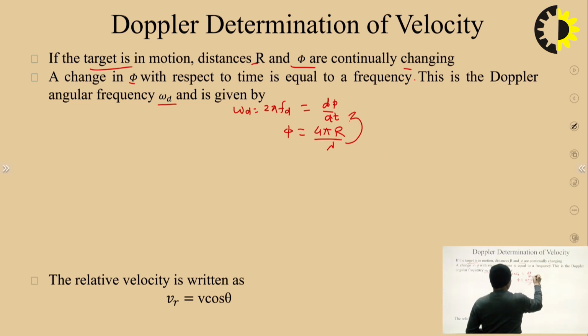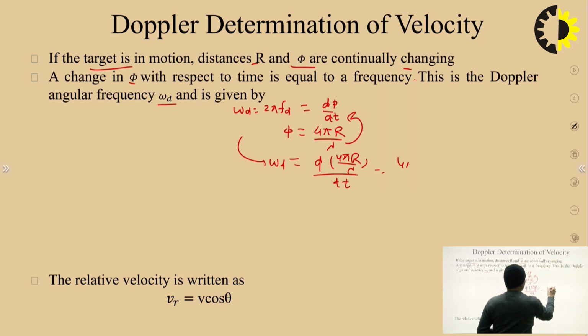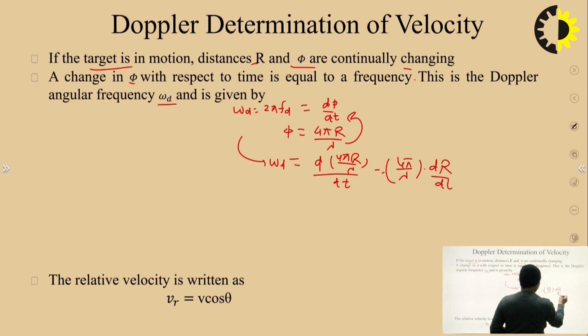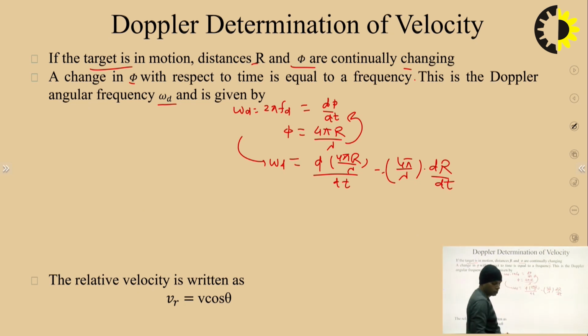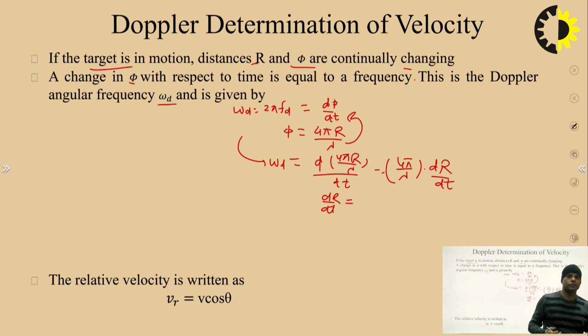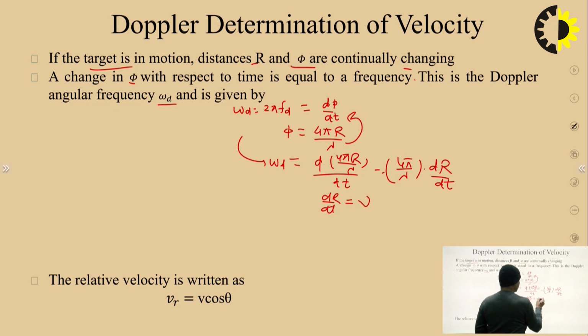So we can now put this value here. It will become omega d is equal to d(4 pi r by lambda) by dt, or we can also write it like this, 4 pi by lambda into dr by dt. When we put this, this dr by dt is nothing but the rate of change of distance with respect to time, that is nothing but the velocity. Simple. So this will be the relative velocity we can define.